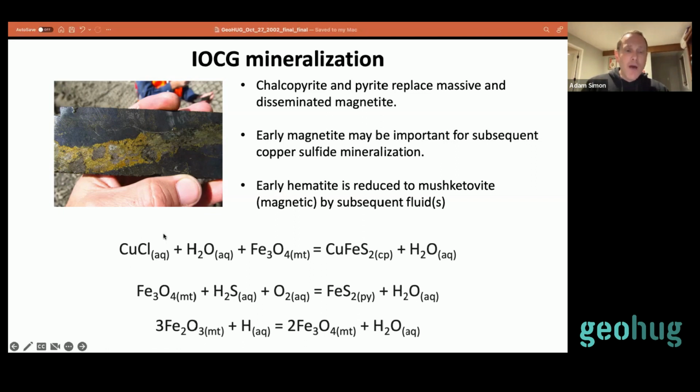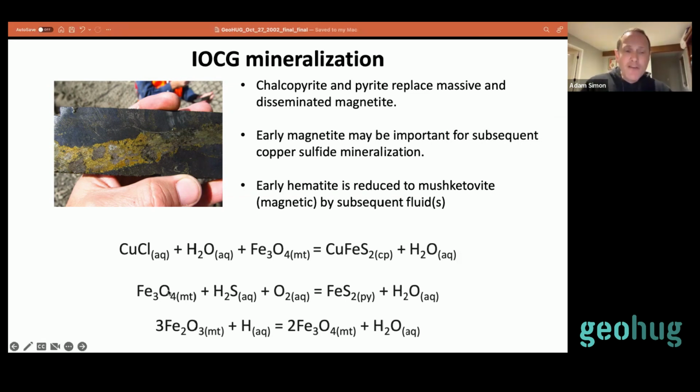Copper is primarily complexed and transported as a copper chloride in aqueous fluids. If that copper chloride in the fluid moves through the vein, and that vein is cutting massive magnetite, it will react with massive magnetite and destabilize it. Copper comes out of solution, and the copper and iron and sulfur precipitate as chalcopyrite. So it's really a simple process that we can explain with well-established experimental and thermodynamic data.